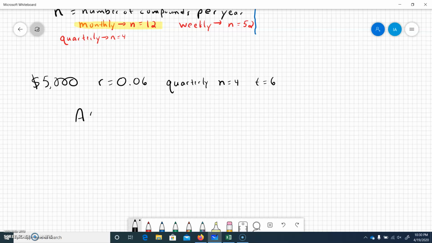So basically, if we want to write it as a function, we're talking about A of 6 equals 5,000 times 1 plus 0.06 over 4 raised to the 4 times 6. And you can pause this and go back and look at the formula up top. But you pick up a calculator, and you got to be very careful how you put everything in. 1 plus 0.06 divided by 4, raise that to 6 times 4.